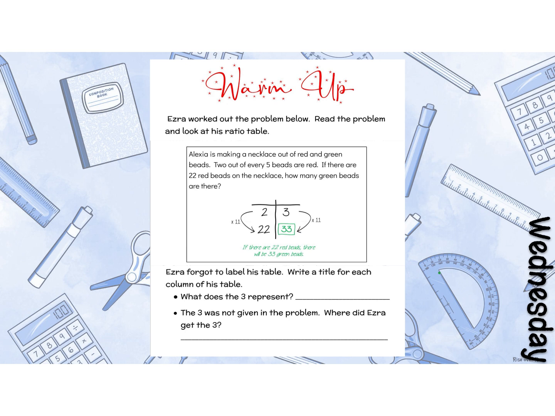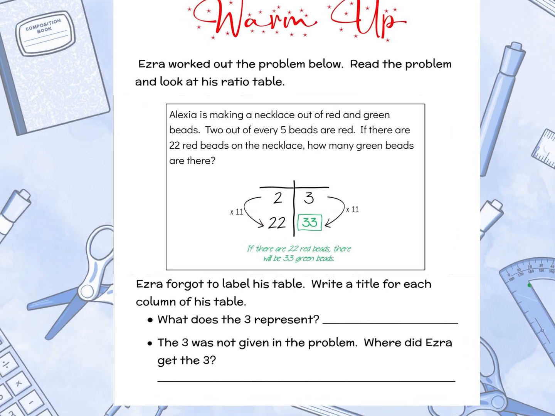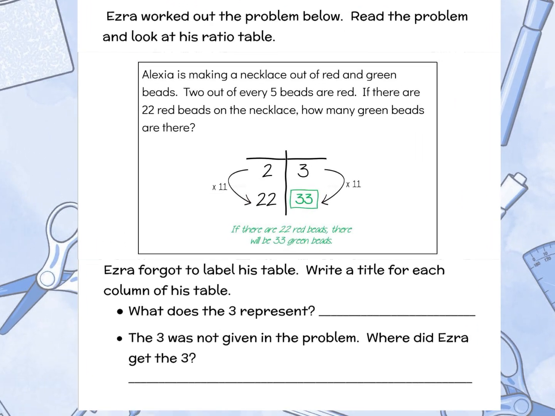Okay, so Ezra worked out the problem below. Read the problem and look at his ratio table. Alexia is making a necklace out of red and green beads. 2 out of every 5 beads are red. If there are 22 red beads on the necklace, how many green beads are there? Okay, and then we see his ratio. He wrote 2 to 3, and then 22, and then he used a multiplier to find 33. Okay, and he says if there are 22 red beads, then there will be 33 green beads.